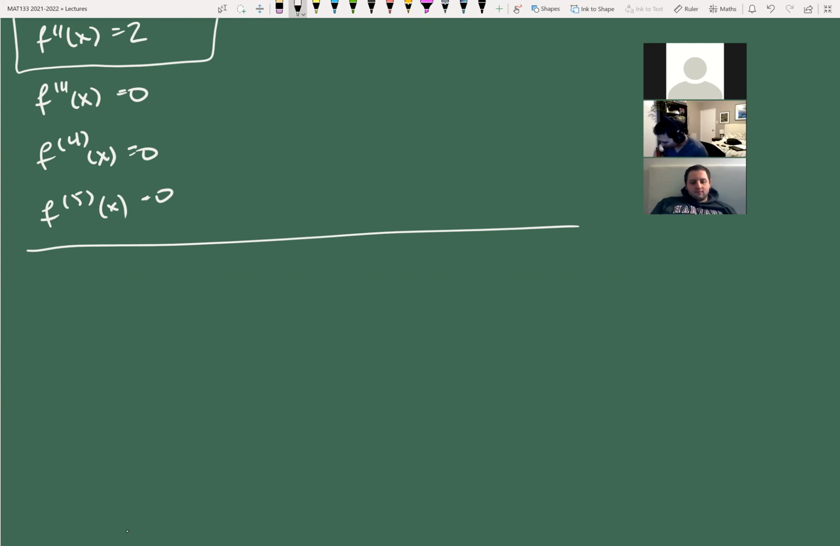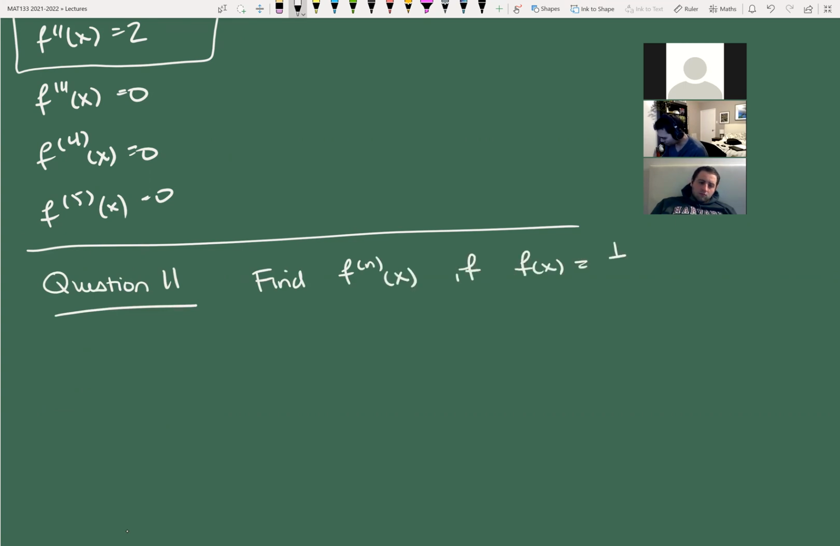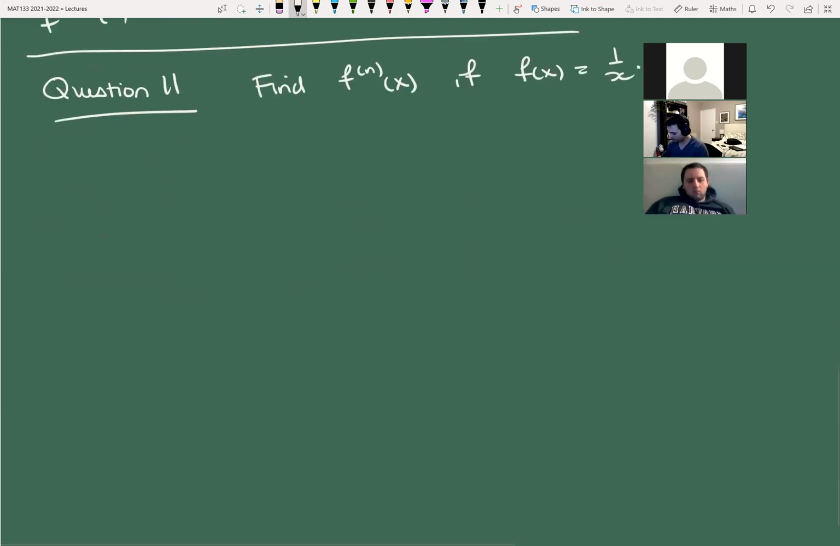Okay, so this is question 11. It says find the nth derivative if f of x is 1 over x. Again, what we're going to do is compute the first 2 or 3 derivatives and see if we can find a pattern. So f prime of x is negative 1 over x squared. I really recommend everyone, when you're doing these problems, don't multiply your numbers together, because you're often looking for patterns, and if you multiply your numbers together, you might not find them.